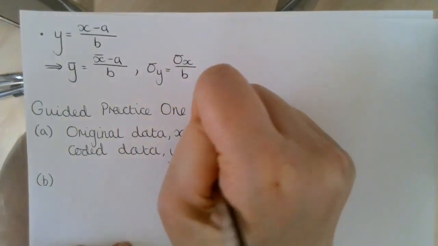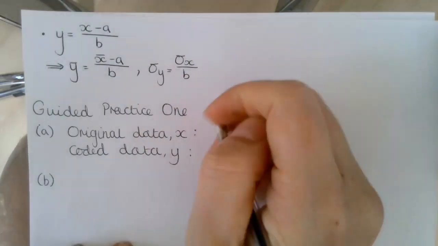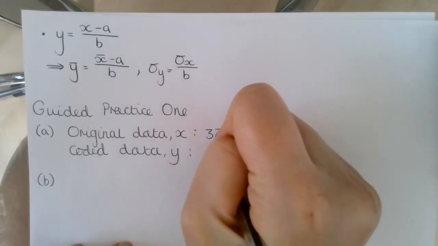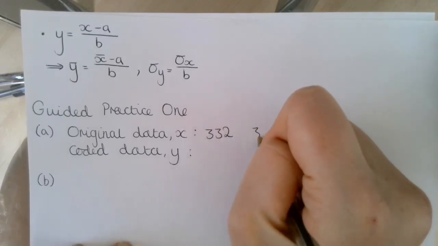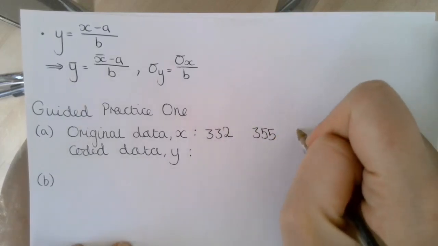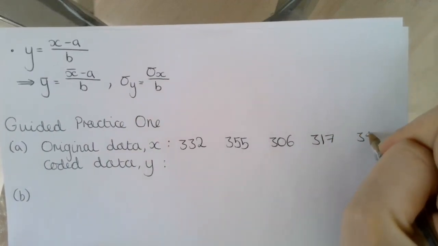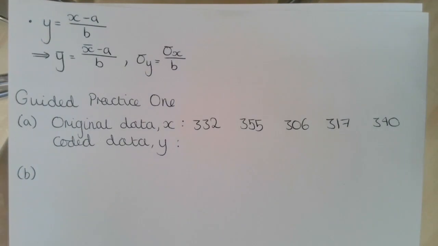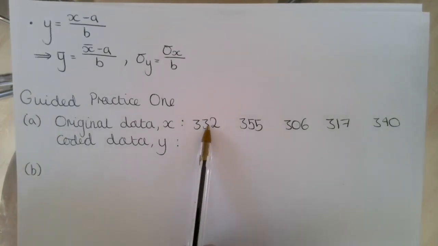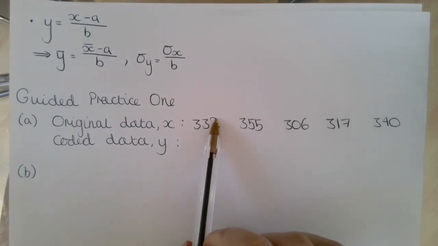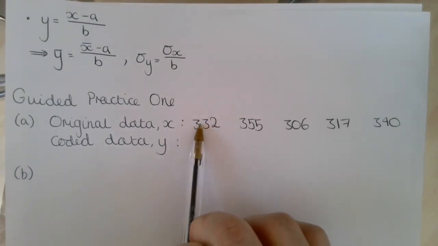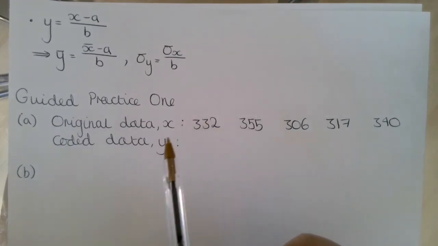So the original data we've got 332 degrees Celsius, 355, 306, 317 and 340. Part A is asking us to use the coding y equals (x minus 300) over 10 to code this data. So to each piece of data we're going to subtract 300 and then divide it by 10. 332 subtract 300 is 32.